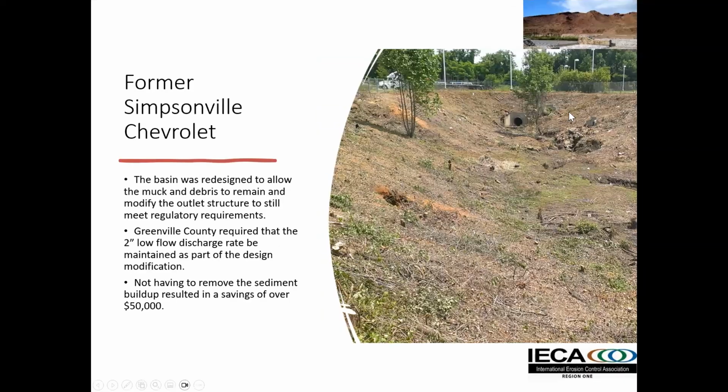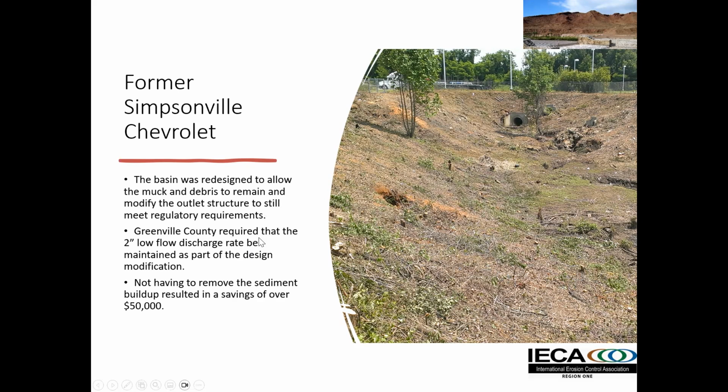This is what it looked like once the trees have been taken out. So we got most of the trees out of the pond, actually, cleaned up fairly well. And we redesigned the basin to allow the muck and debris to remain in the pond and modify the outlet structure, but still meet regulatory requirements.